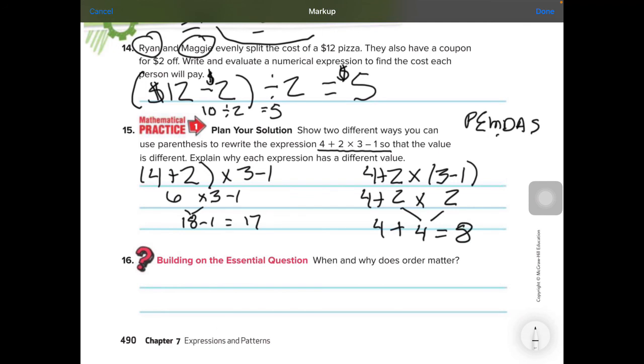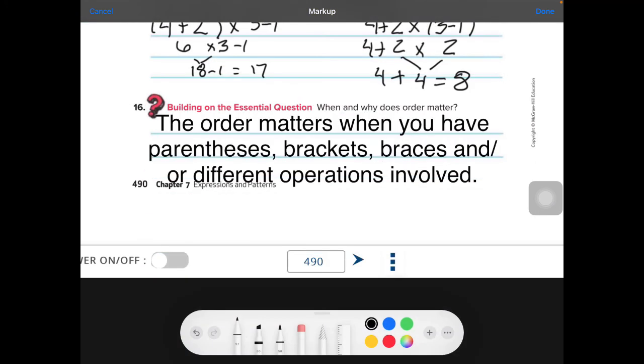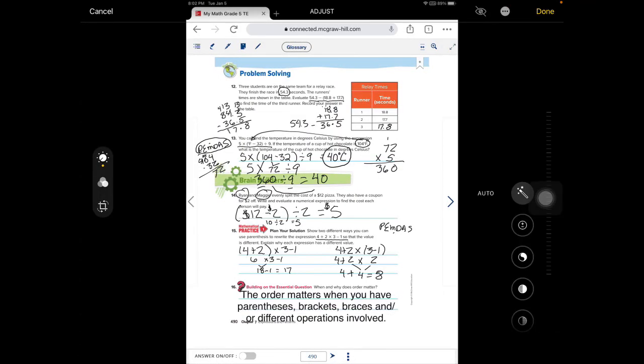Can you see how just changing where the parenthesis was changed the value? That's why it's important you follow your instructions. There you go. When and why does it matter? The order matters when you have parentheses, brackets, braces, and or different operations involved.